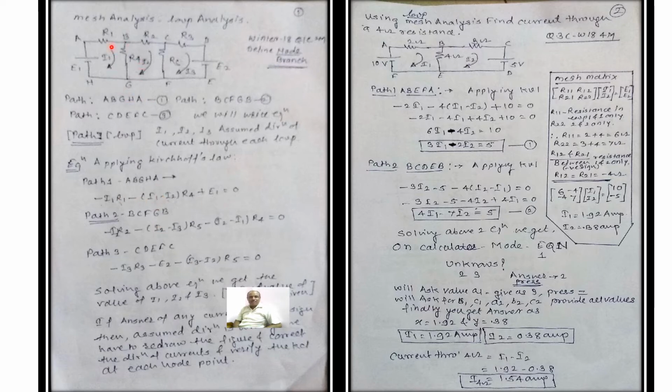Actually, we are supposed to calculate the equations. So number of unknowns is equal to number of equations. Here three unknowns are there, I1, I2 and I3. So here we should write three equations, then we can get I1, I2, I3. So let us apply this loop method here.